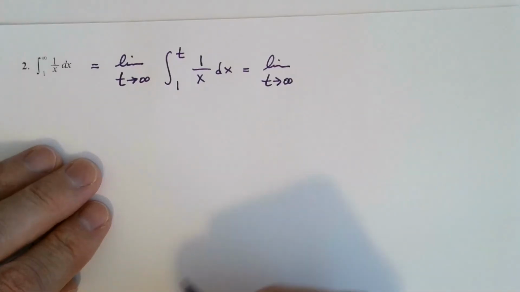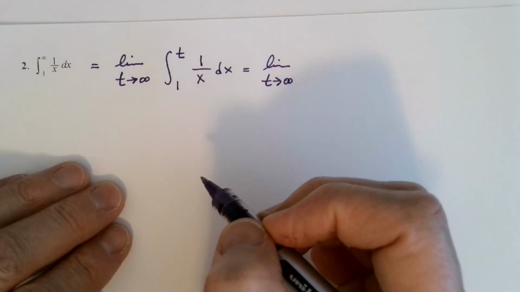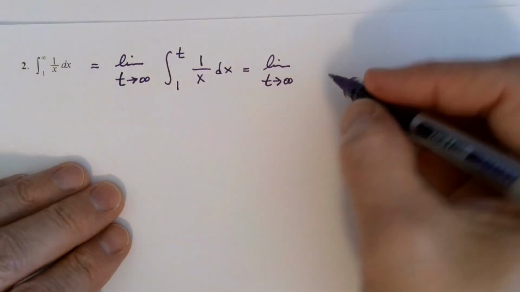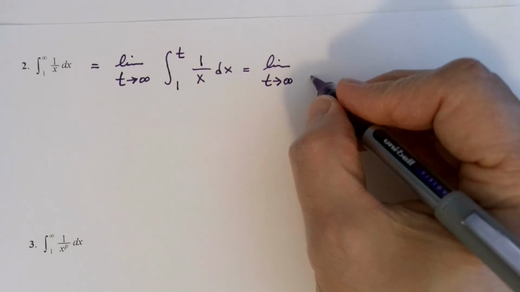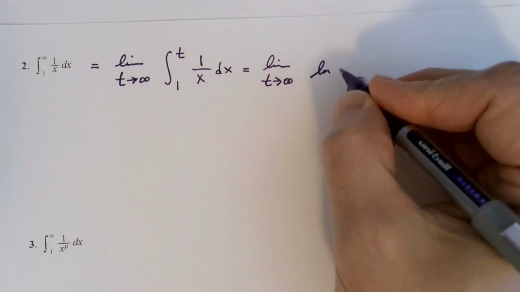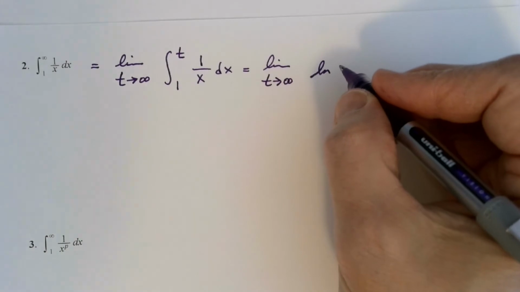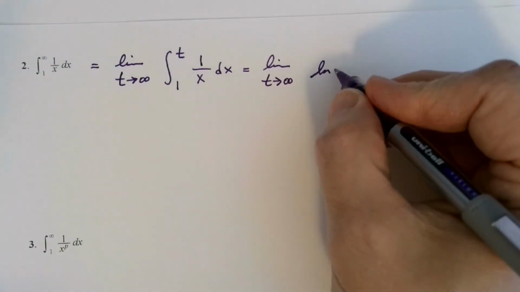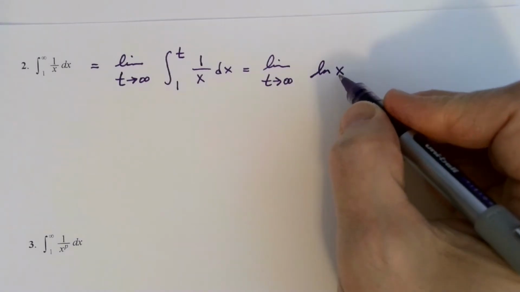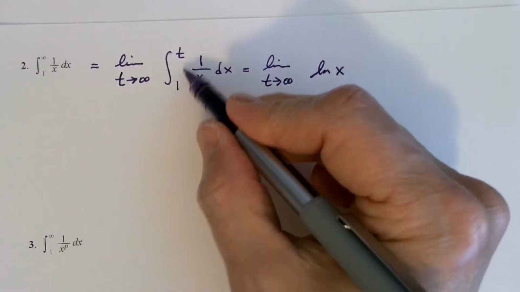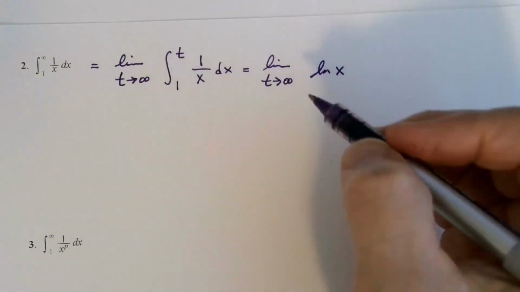Would I use the power rule on that? Is that x to the negative 1? No. We should recognize the antiderivative of 1 over x as being the natural log of the absolute value of x. However, I'm just going to write natural log of x. How can I get away with that? Look at my limits of integration from 1 to t, where t is some value greater than 1.